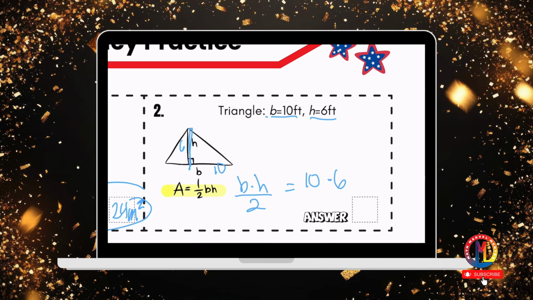So 10 times 6 and then divided by 2. So 10 times 6 would give us 60, and then 60 divided by 2 gives us 30. And it's going to be units squared. So our units for measurement for this problem are feet. So my answer would be 30 feet squared.